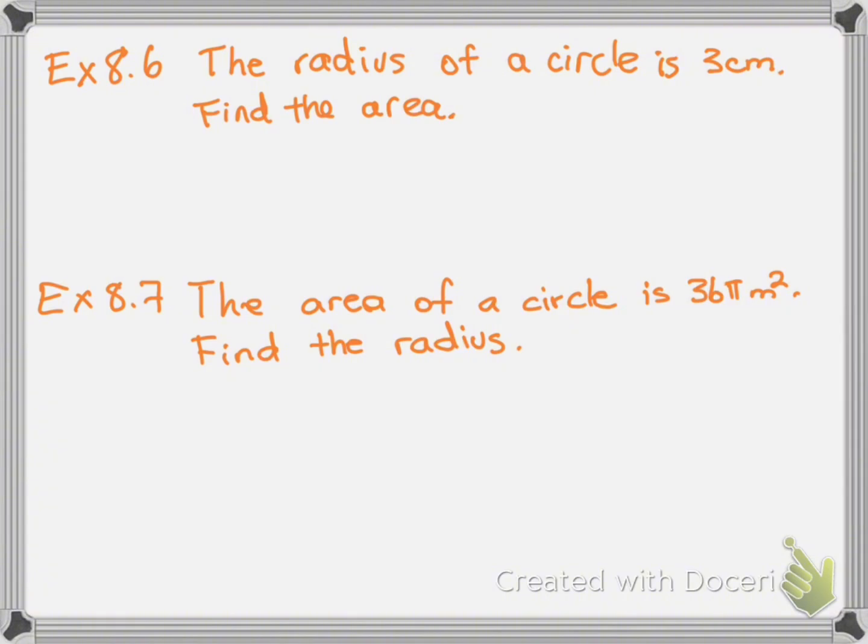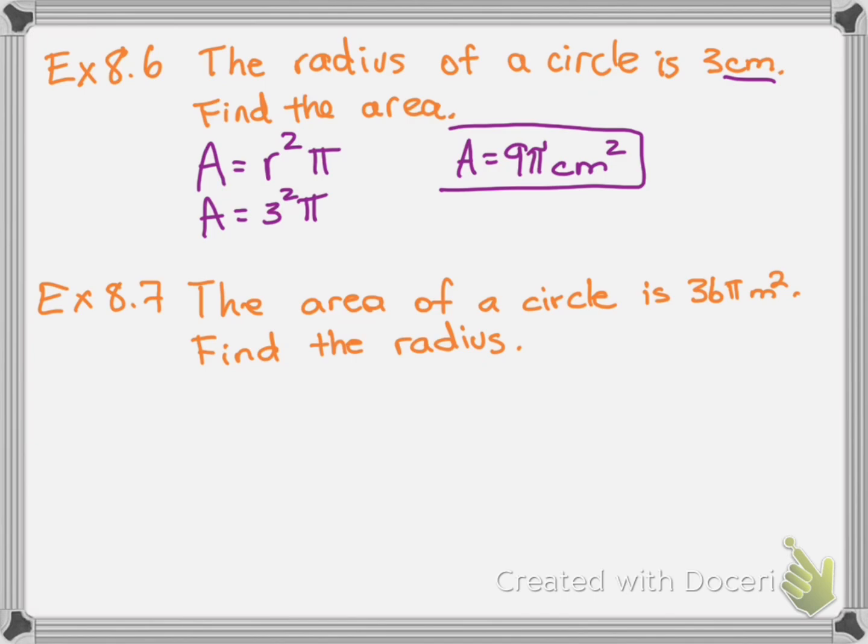Example 8.6 says the radius of a circle is 3. Find the area. So remember, it's very easy. We just use the formula radius squared times pi. In this case, the radius is 3, so 3 squared pi, which is 9 pi. And that's all we have to do. In this case, we do have the units, so it's square centimeters. Remember, area is 2 dimensions, so we always put the units squared.